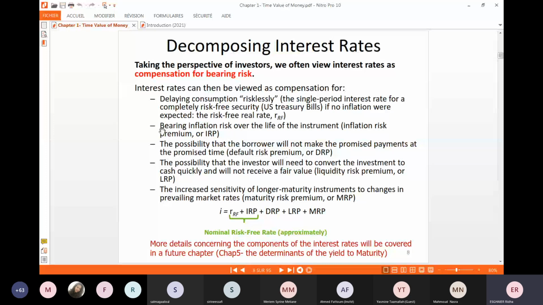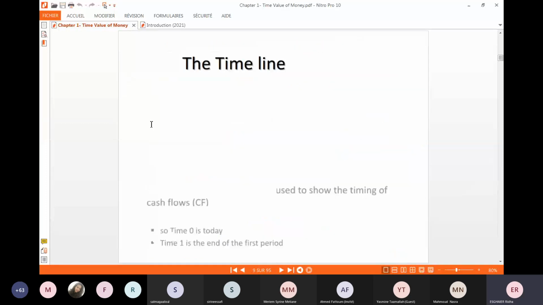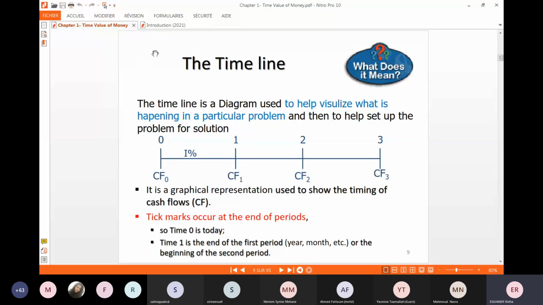Now, to be able to solve time value problems, we need to visualize what is happening in a particular problem to be able to set up the solution for the problem. To visualize the problem, we need to make a graphical representation of the different cash flows and their timing.